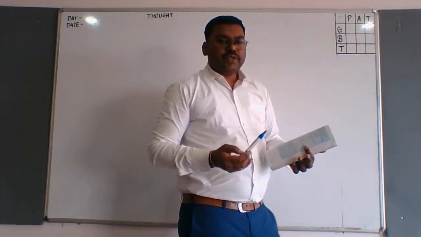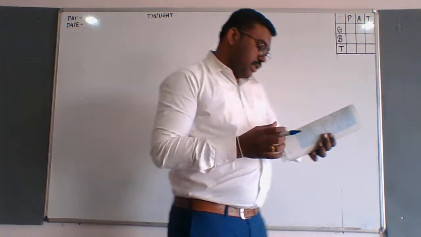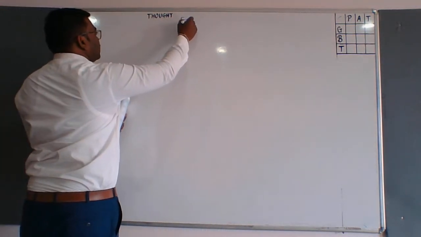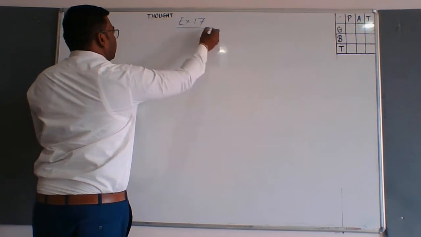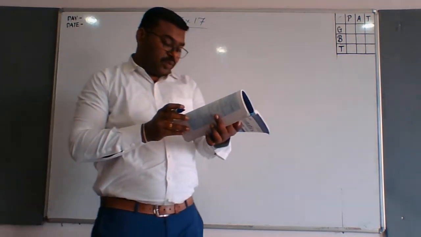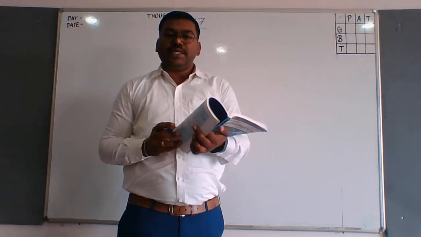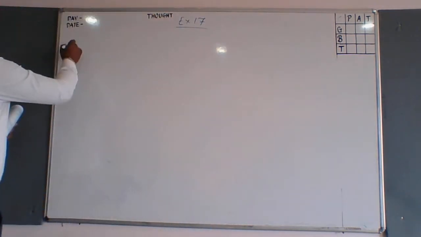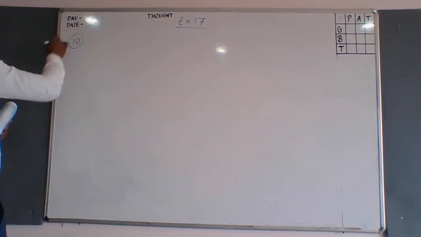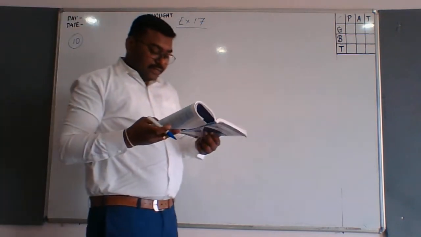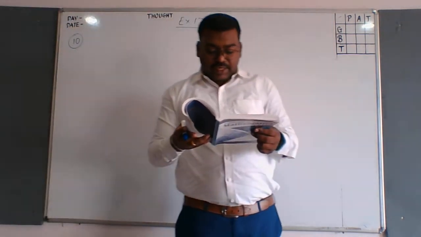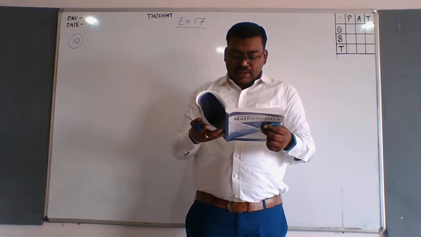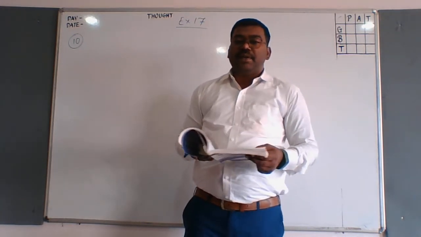Good morning, dear students. Today, once again, we are solving exercise 17. Up to question number 9, we completed in the previous session. Let us start with question number 10. The question is, in an isosceles trapezium, show that opposite angles are supplementary.